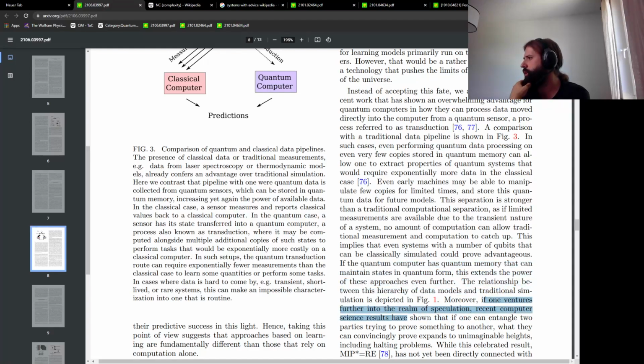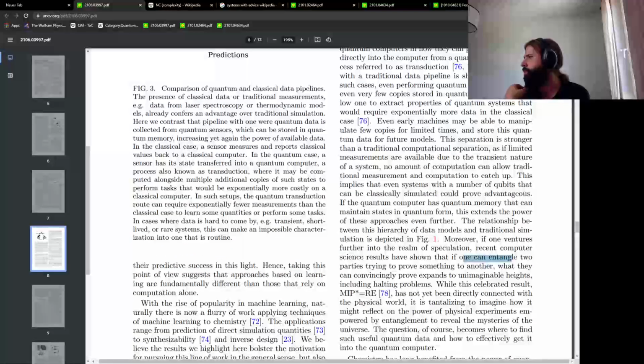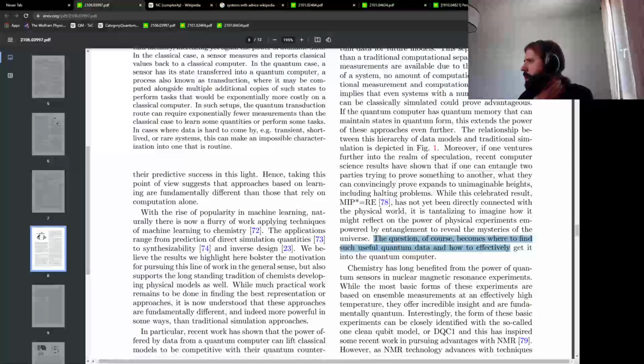Moreover, if one ventures further into the realm of speculation, recent computer science results have shown that if one can entangle two particles trying to prove something to another, what they can convincingly prove expands to unimaginable heights, including halting problems. While this celebrated result, MIP, I remember reading about this, but I didn't go into this. It has not yet been directly connected with the physical world, it is tantalizing to imagine how it might reflect on the power of physical experiments empowered by entanglement to reveal the mysteries of the universe. The question, of course, becomes where to find such useful quantum data and how to effectively get it into the quantum computer.